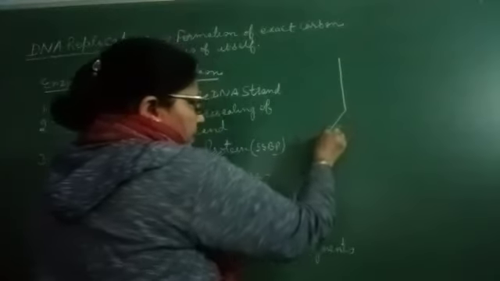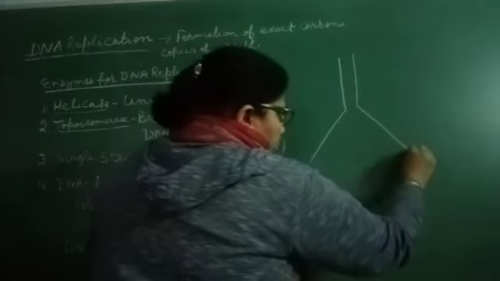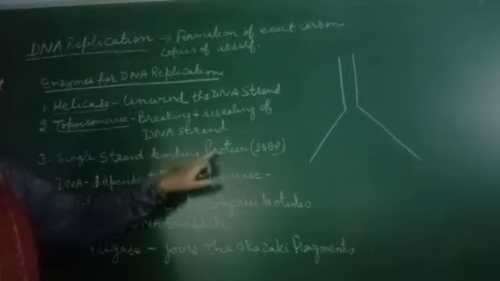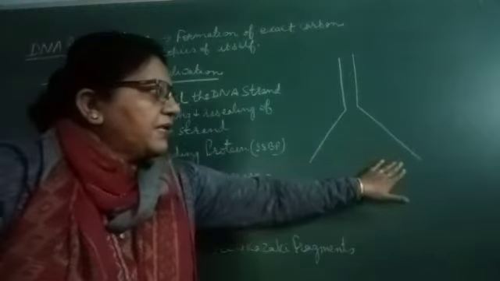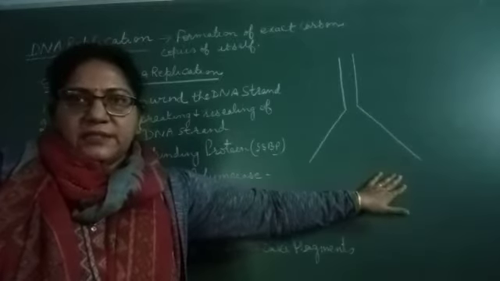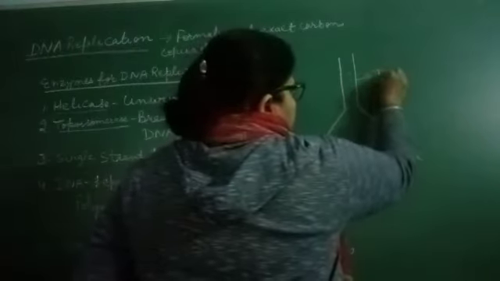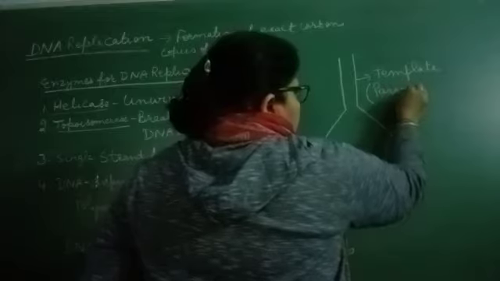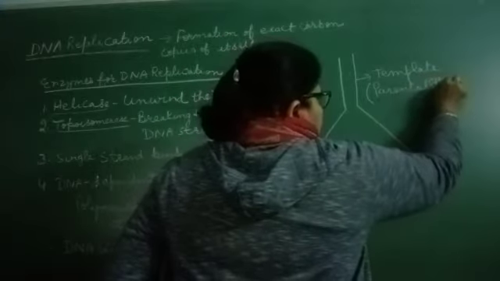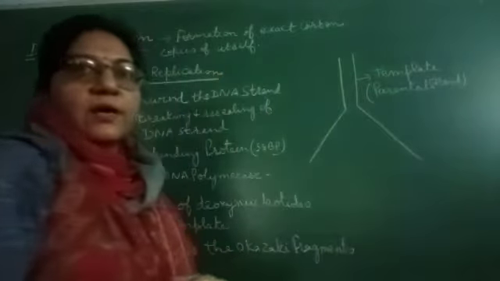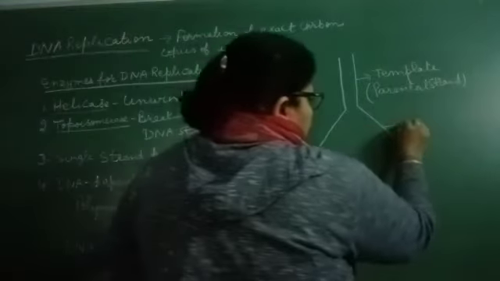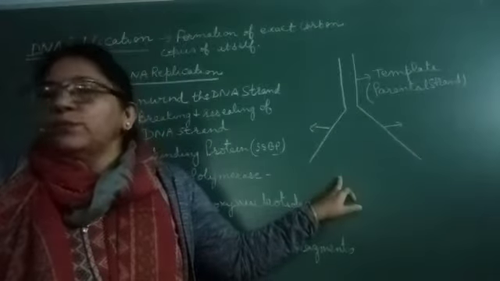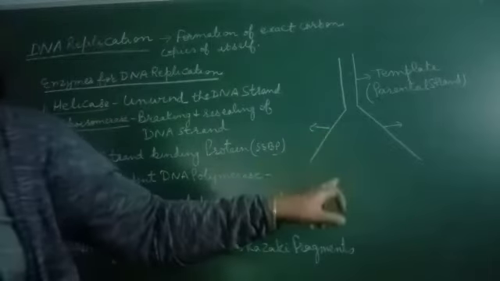Now they will form the replication fork with the help of the enzyme single-stranded binding protein, which provides the stability between the two DNA strands. This is known as your template strand, or you can say the parental strand, and at the particular point known as the origin of replication, the two strands are formed by which the new complementary strands are going to be formed. So they will form the new strands.